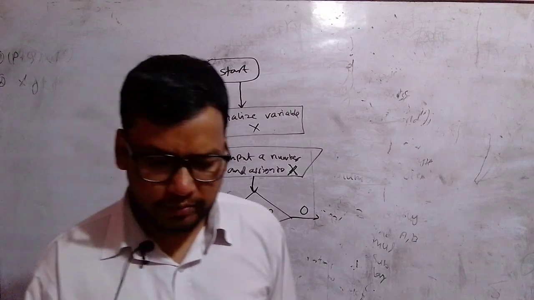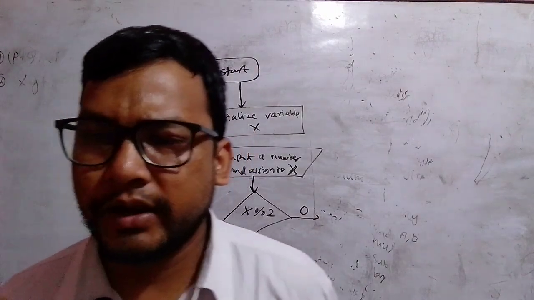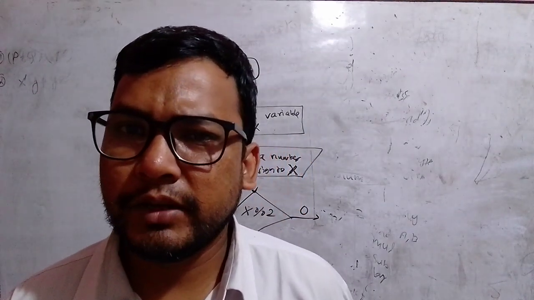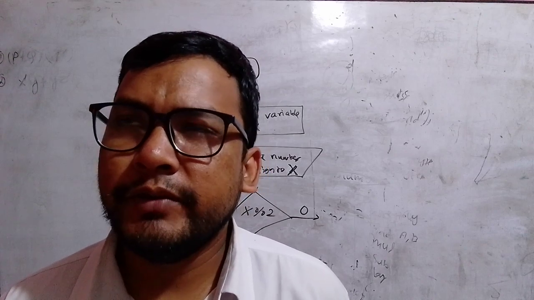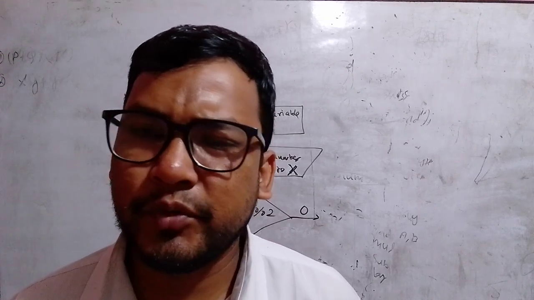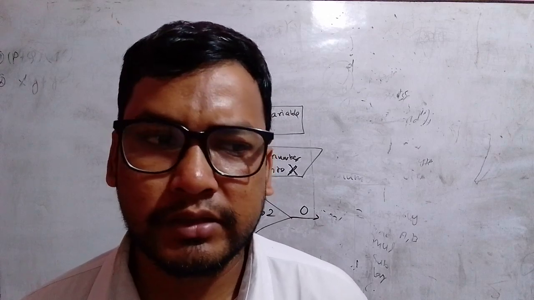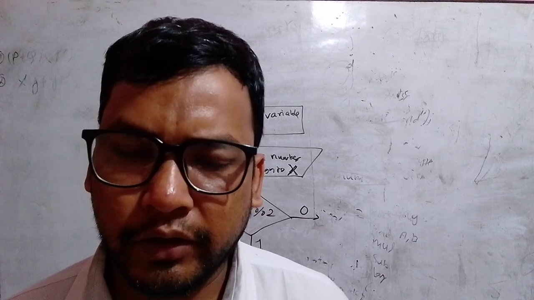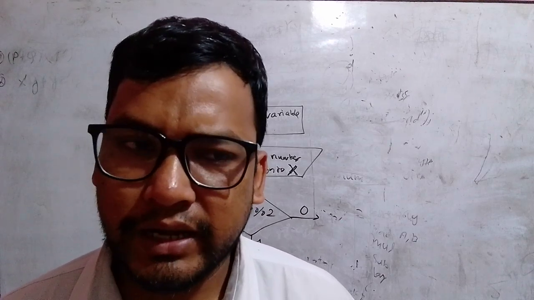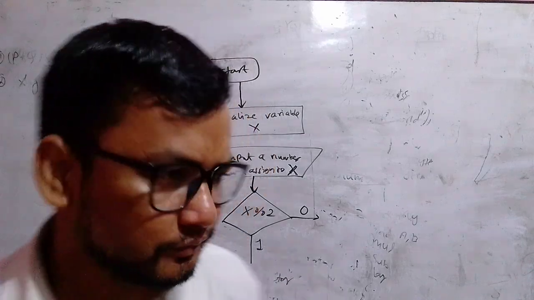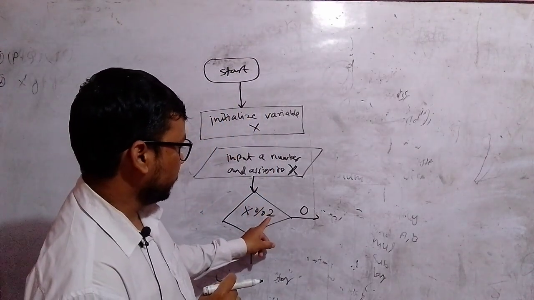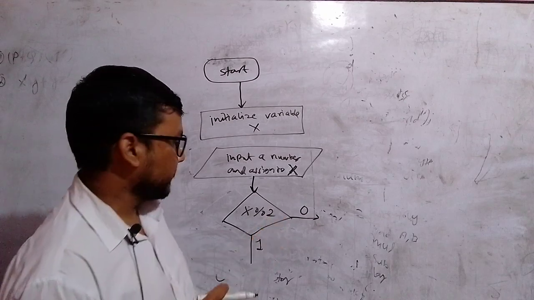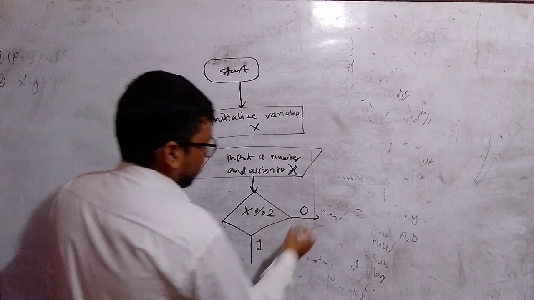Because if we divide any number by 2, it can give two remainders, 0 and 1. If we divide any number by 3, then the possible remainders are 0, 1, 2. If we divide any number by 10, the possible remainders are 0 to 9. That means the remainder could be any number 1 less than the divisor. The divisor is 2, so the possible remainders are 0 and 1.